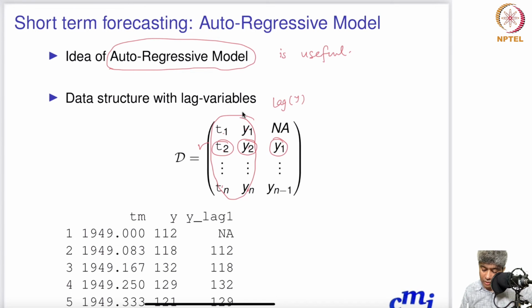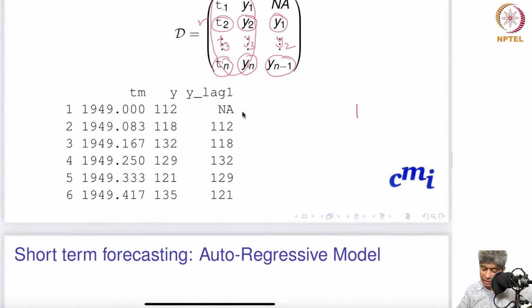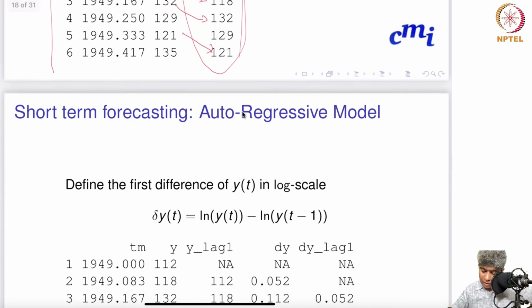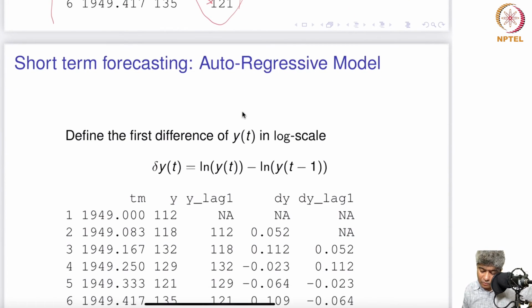So that is Y1. Similarly, if you have a T3, Y3, what will be the lag variable? Y2. So at the end, Tn, Yn, the lag variable is Yn minus 1. So you create a lag variable. In the data set also we created a lag variable. So just by placing it in this way, we created a lag variable, and our plan is, what you can do is essentially take the differences of the lag variable.